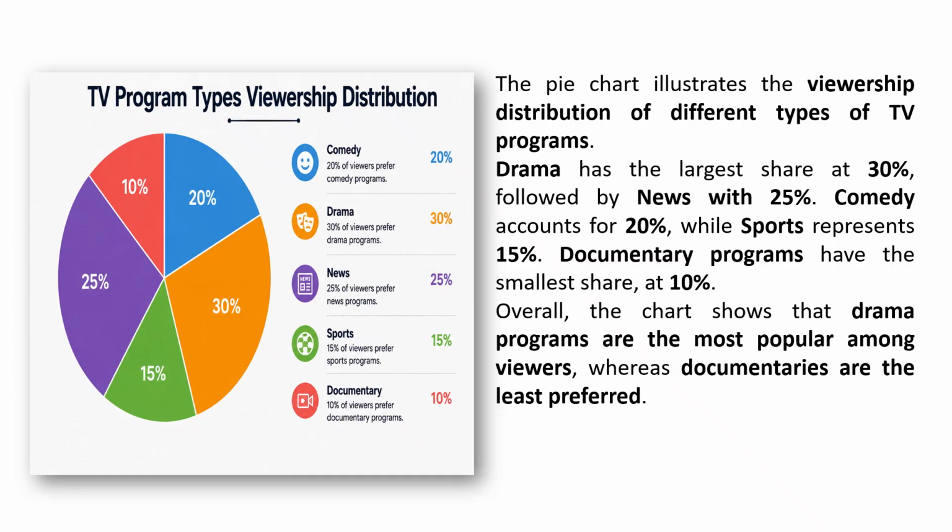The pie chart illustrates the viewership distribution of different types of TV programs. Drama has the largest share at 30%, followed by news with 25%. Comedy accounts for 20%, while sports represents 15%. Documentary programs have the smallest share, at 10%. Overall, the chart shows that drama programs are the most popular among viewers, whereas documentaries are the least preferred.